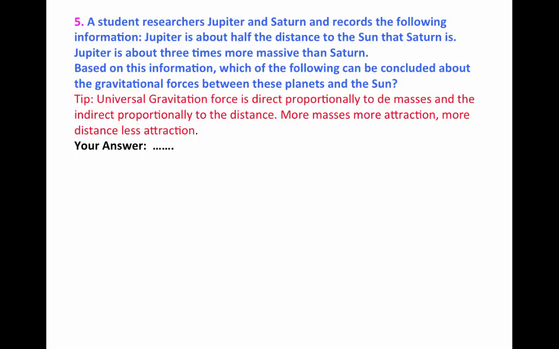Now you have question number 5. A student researched Jupiter and Saturn and recorded the following information. Jupiter is about half the distance to the Sun as Saturn. Jupiter is about 3 times more massive than Saturn. Based on this information, which of the following can be concluded about the gravitational force between this planet and the Sun?